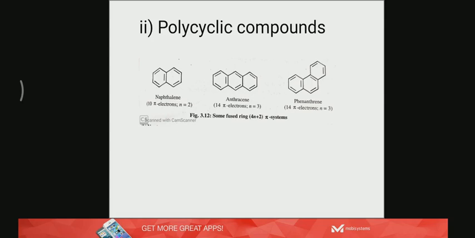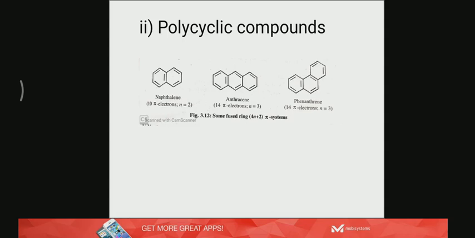Then there is complete cyclic delocalization, there are alternate single and double bonds, and all are Hückel numbers. For naphthalene, n equals 2. So 4 into 2 plus 2, that is 10 pi electrons, because there are 5 pi bonds. In anthracene there are 7 pi bonds, so 14 pi electrons. It is again a Hückel number because n equals 3.